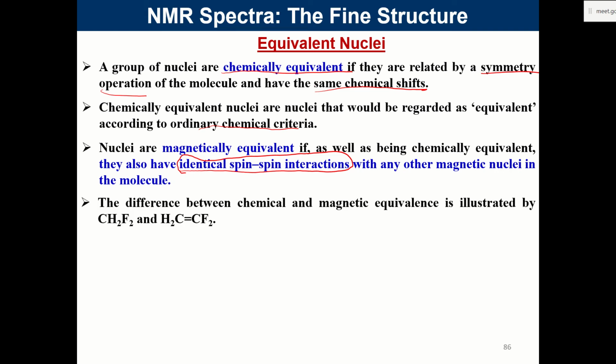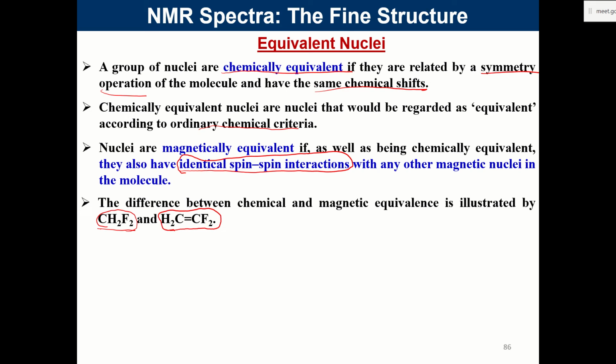We can understand this by taking the example of CH2F2. It is tetrahedral, just like methane, and two of the hydrogens have been substituted by fluorine. The second example is a molecule like ethene, in which two of the hydrogens have been substituted by fluorine.